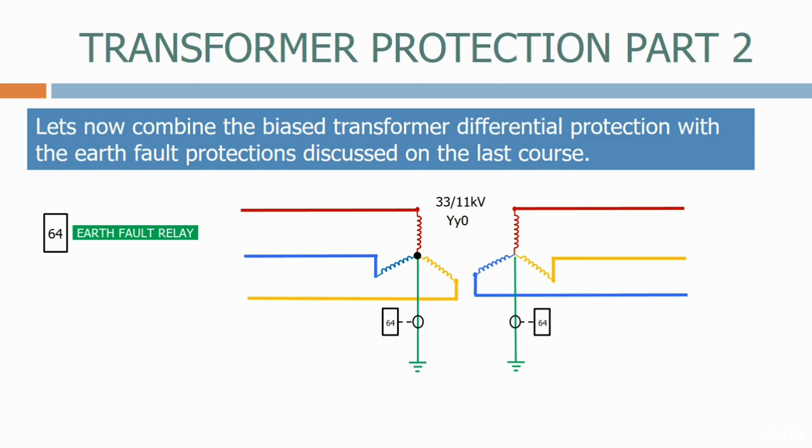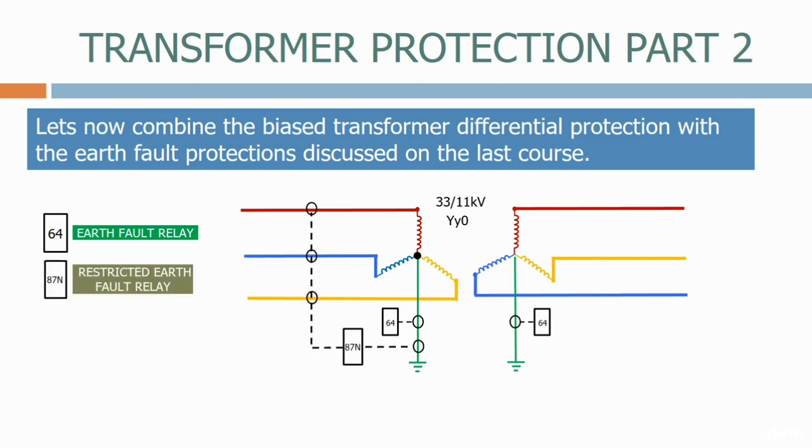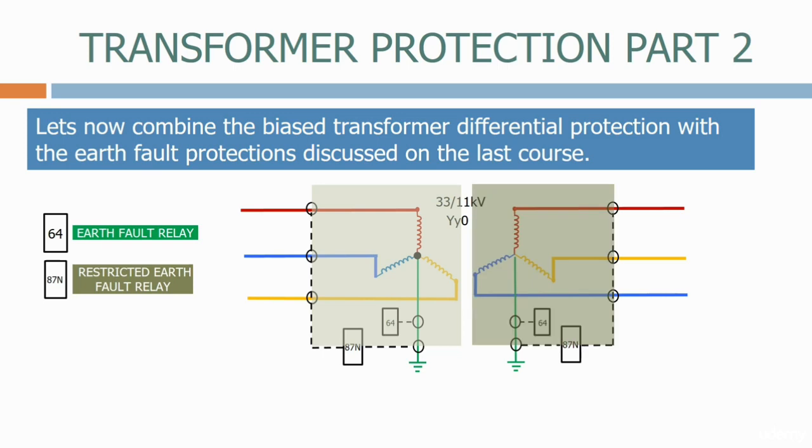Let's now add a restricted earth fault relay, monitoring the primary winding. This relay will detect any faults that occur on the primary winding. The relay forms a protection zone, encompassed by all the CTs. Let's now add a restricted earth fault relay on the secondary winding. Both of the individual windings are now protected.